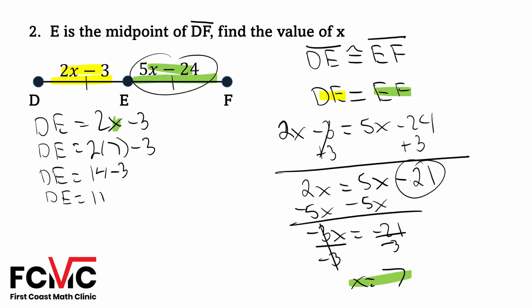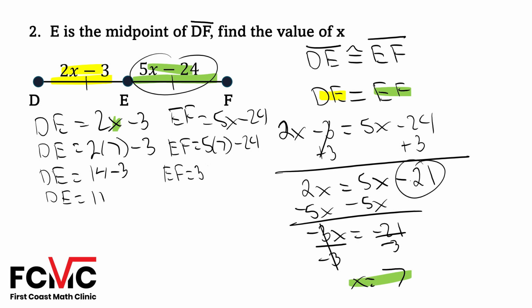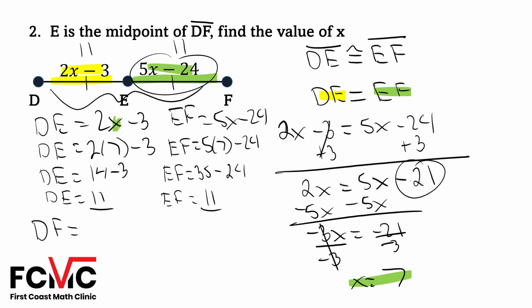We should get the same thing for EF. EF is equal to 5x minus 24. So I'll get 5 times 7 minus 24. I'll get 35 minus 24. And EF is going to be 11 as well. So that checks both of our segments. We're going to be 11 and 11. So our total length here for DF is going to be 22.